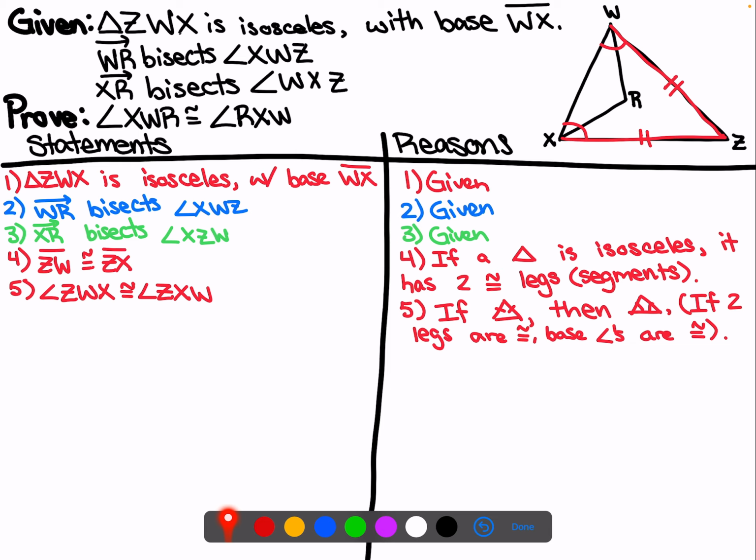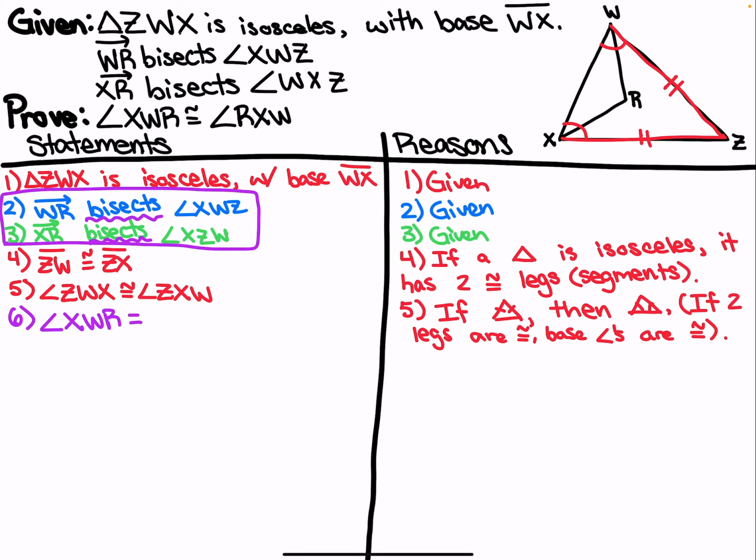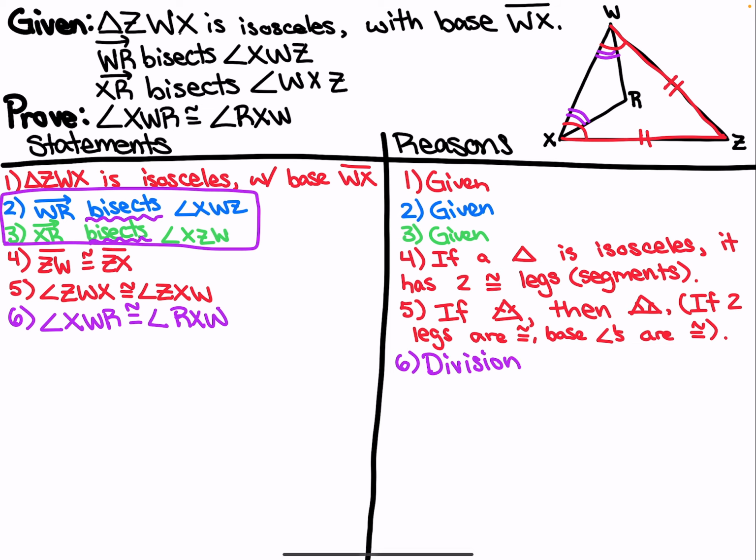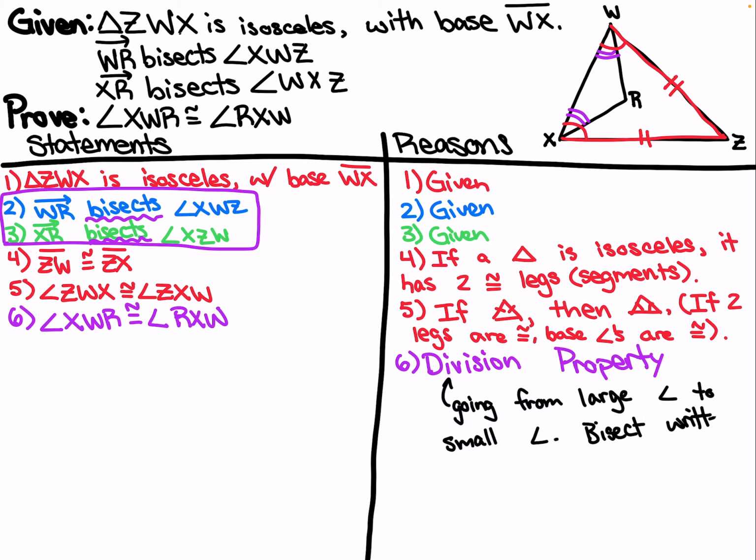Now from here, our goal is for these smaller angles, angle XWR being congruent to angle RXW. So, I see the word bisect written twice. That's a big hint for us right away, because if I see bisect written twice, that opens up division and multiplication properties. Now, I'm going from the big angle to the small angle. So therefore, this is going to be the division property. So at this point, I can go ahead and say that angle XWR is congruent to RXW, what we're trying to prove. And again, we're going from big to small, so this is by the division property. And with that, this proof is now complete.